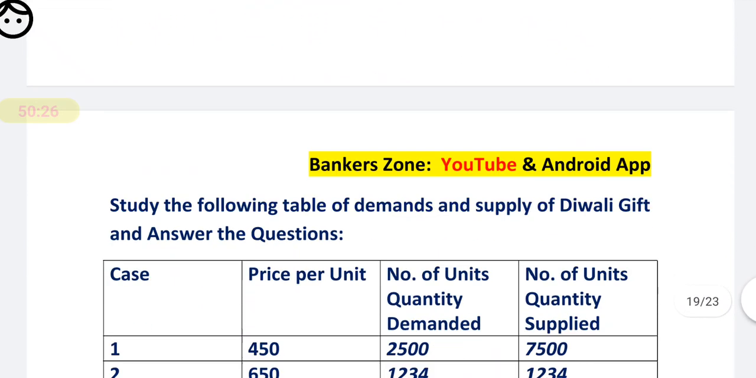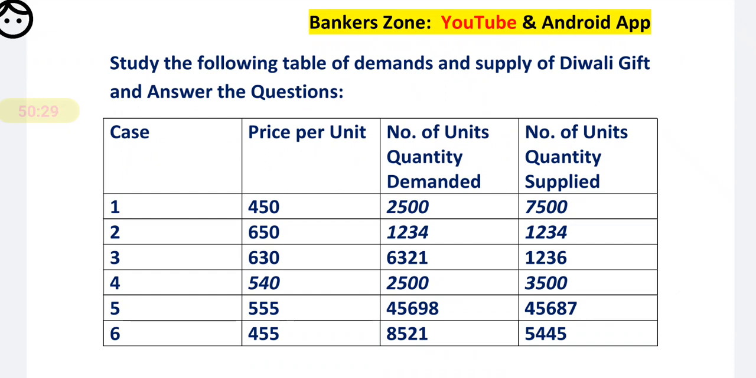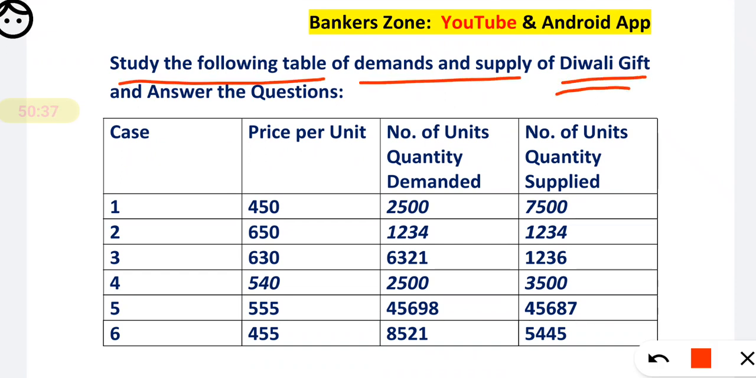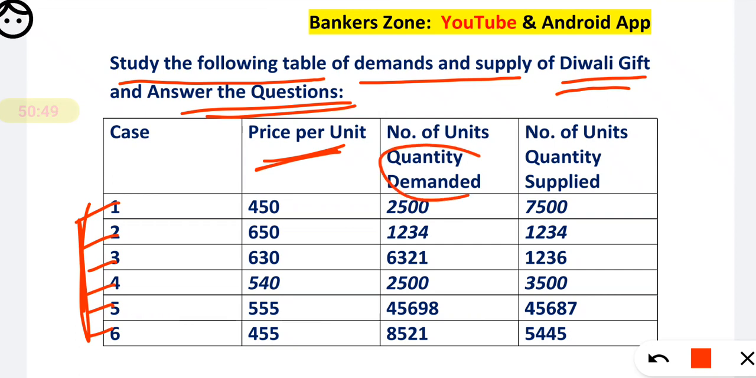Now we will discuss a case study. It is very easy. See friends, what they are saying. Study the following table of demand and supply of Diwali gifts and answer the following questions. They have given cases 1, 2, 3, 4, 5, 6. They have given the price per unit, the quantity demanded as well as the quantity supplied. In the first case the demand was 2500 but the supply was 7500. In the sixth case the demand is for 8521 units but they have supplied only 5445. This is the basic table they have given.